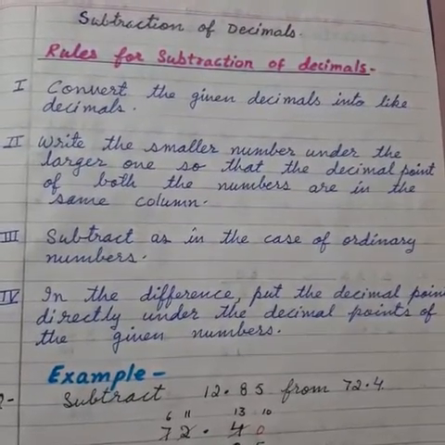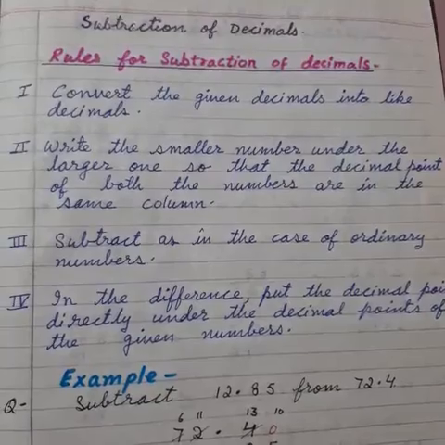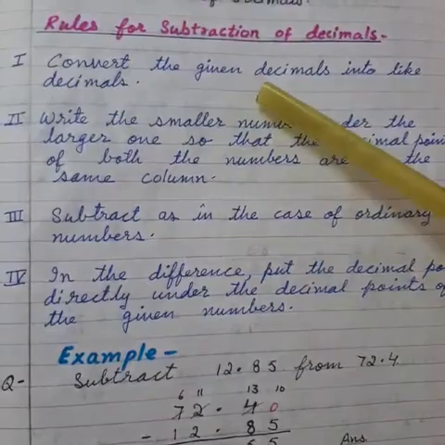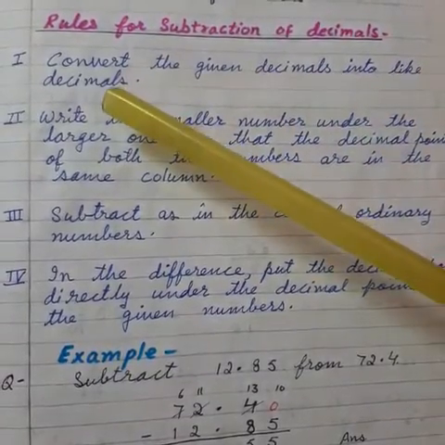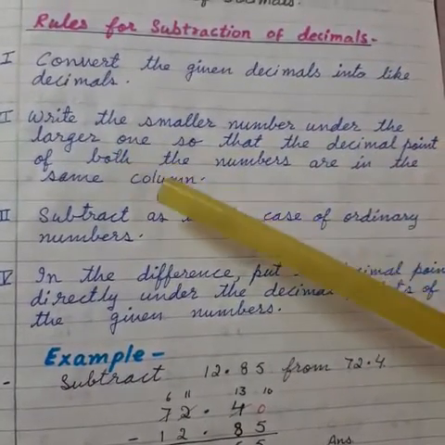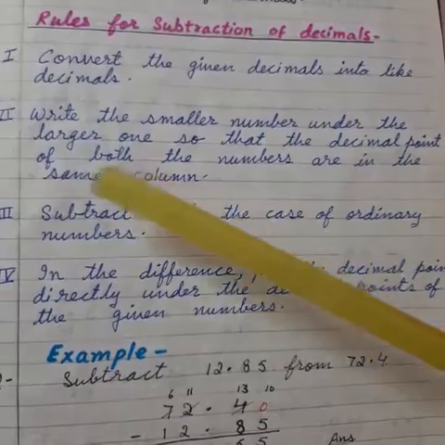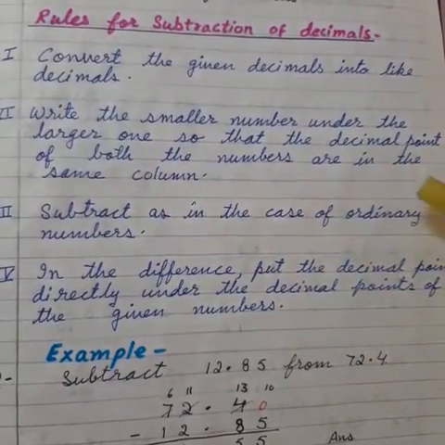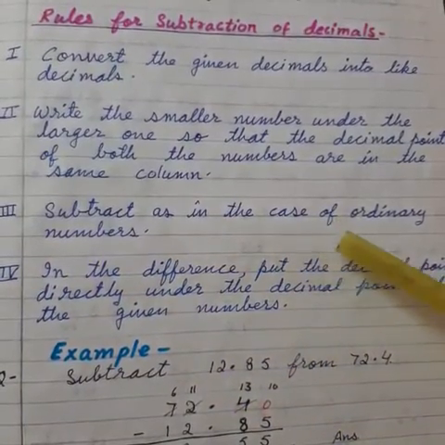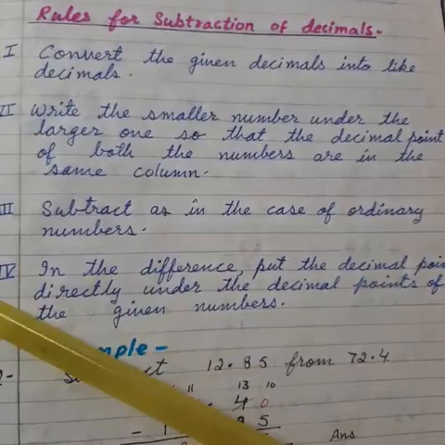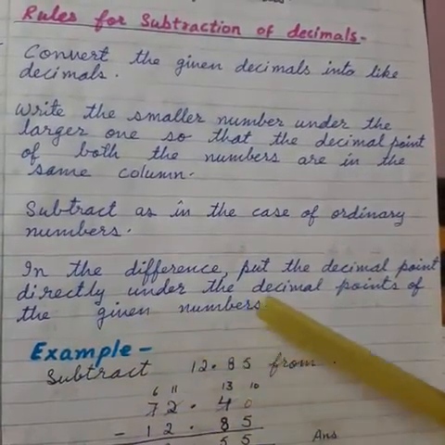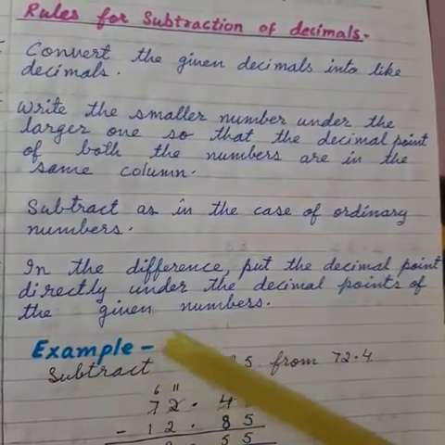Next we will study subtraction of decimals. So let us see the rules first. So the first one is convert the given decimals into like decimals. Second, write the smaller number under the larger one so that the decimal point of both the numbers are in the same column. Third, subtract as in the case of ordinary numbers. Fourth, in the difference, put the decimal point directly under the decimal points of the given numbers.